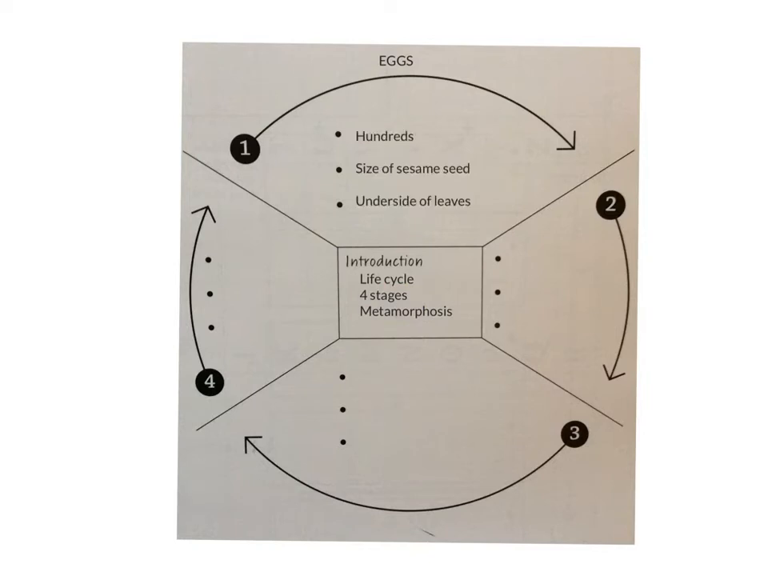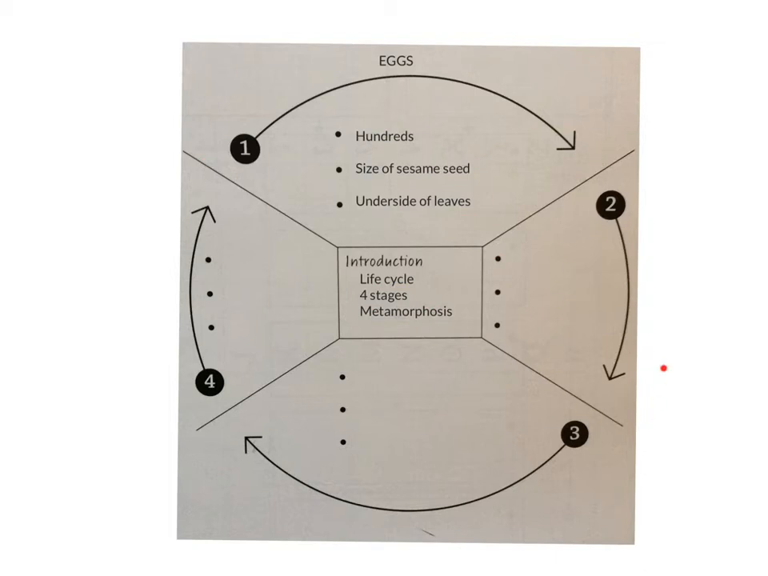So my 3 details about the eggs, again, I've just got some keywords. First of all, I've got hundreds because I know that a butterfly lays hundreds of eggs. Next, size of sesame seed. Each egg is about the size of a sesame seed, so they're really little. And my third detail about eggs is underside of leaves. That's where the butterflies lay their eggs.